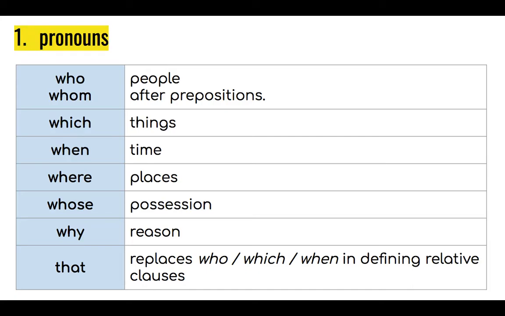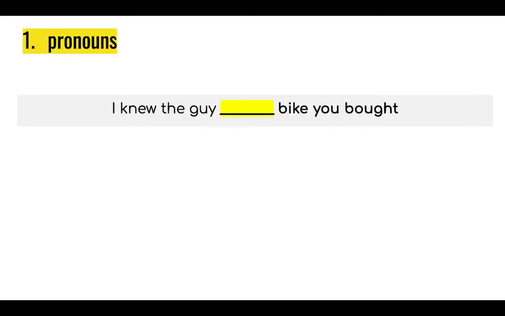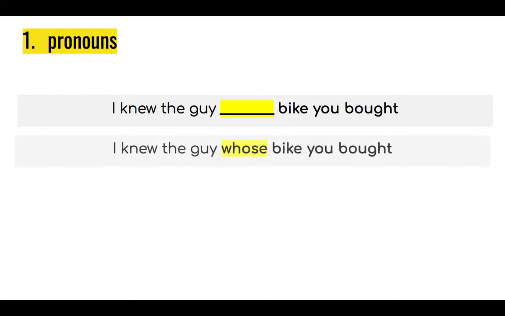So, now that you know this, have a look at the following sentences. I knew the guy whose bike you bought. What relative pronoun do we have to use here? As it indicates possession, the bike belongs to the guy, we need to use whose. I knew the guy whose bike you bought.